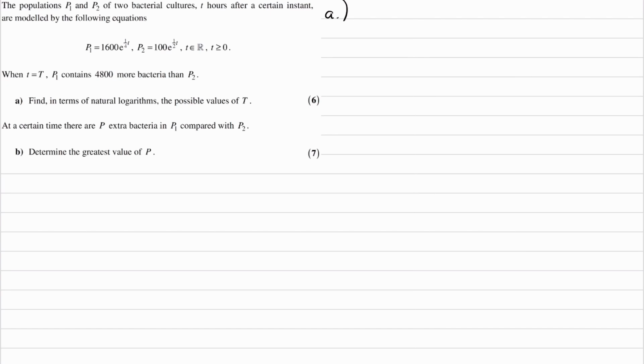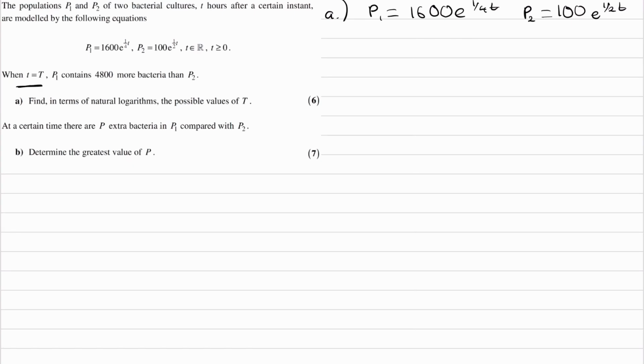So for part A, populations P1 and P2 of two bacterial cultures t hours after a certain instant are modeled by the following equations. P1 is 1600 e to the quarter t, and P2 is 100 e to the half t. We're told that t is a real number bigger than or equal to 0, and that when t is equal to capital T, P1 contains 4,800 more bacteria than P2. We want to find, in terms of natural logs, the possible values of t.